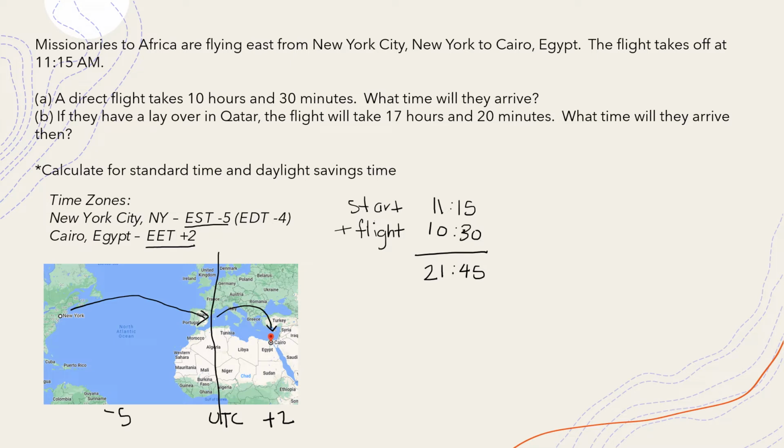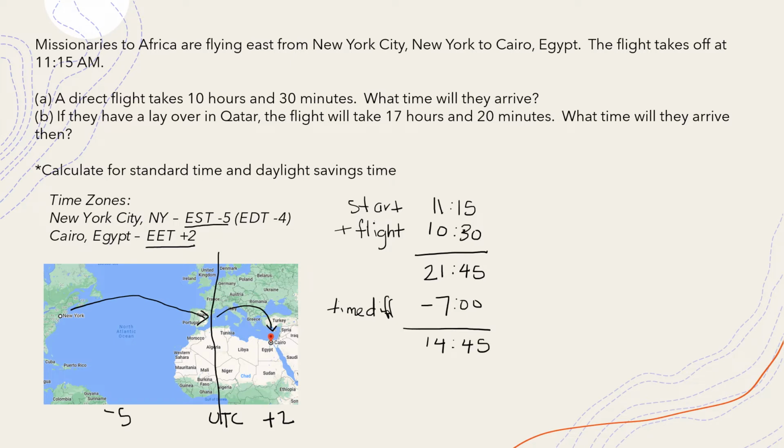So now I'm going to adjust for the time difference. Because I'm going back in time by 7 hours, I'm going to go ahead and take 7 hours off of this. And when I do, that gives me 14 hours and 45 minutes.